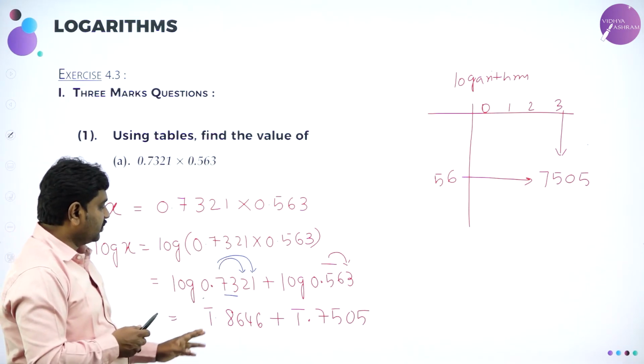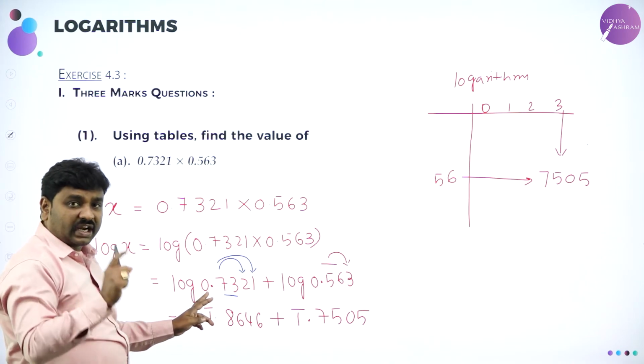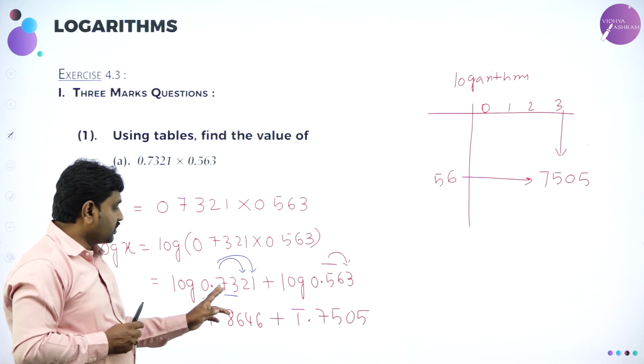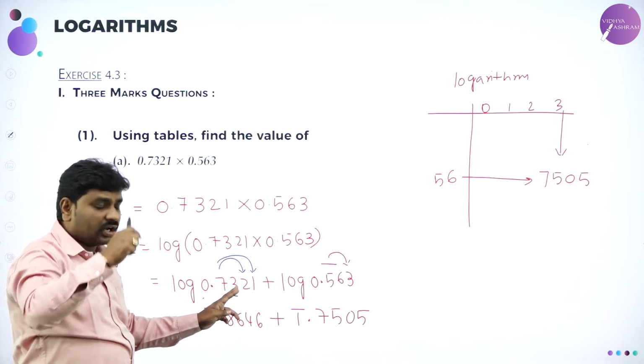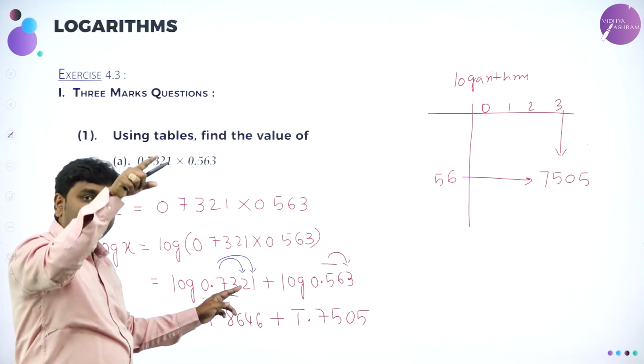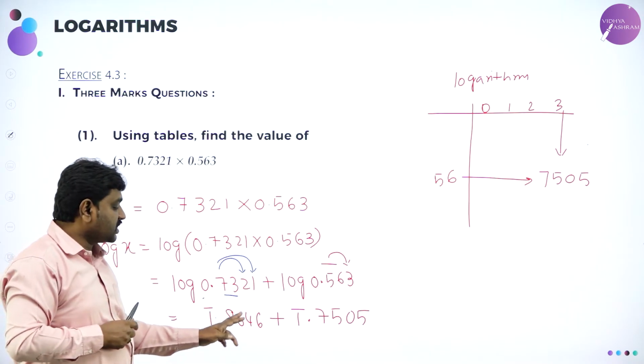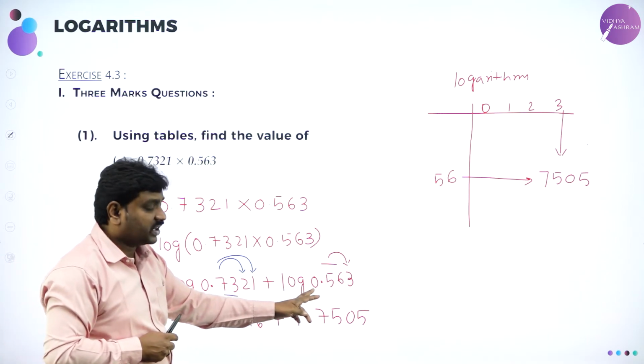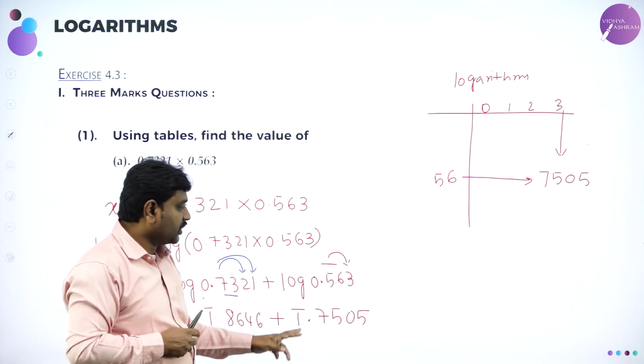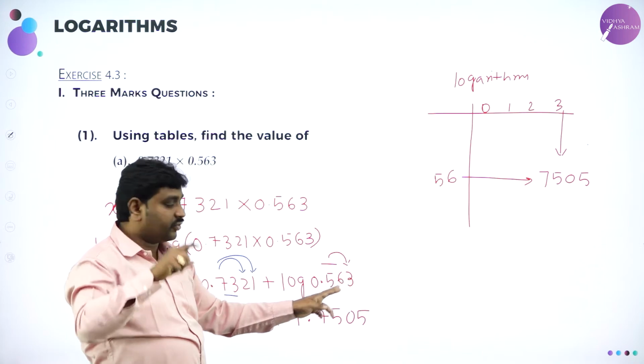Then log of this. So for 0 point, the characteristic is bar 1. And 73 under 2, you should see in the log table. You will get a number. For that, under 1 mean difference you see and add, you will get 8646. Then the characteristic for 0 point is bar 1. And 56 under 3 in log, if you see, you will get this.